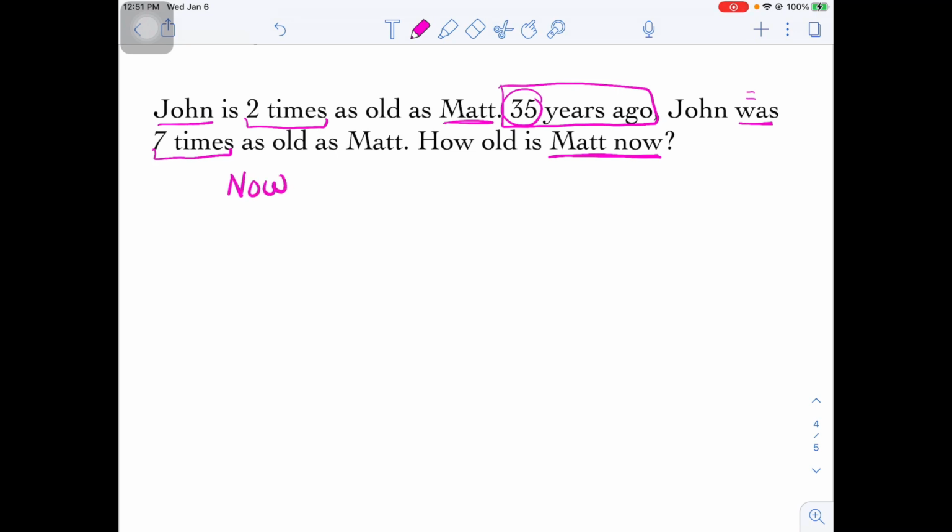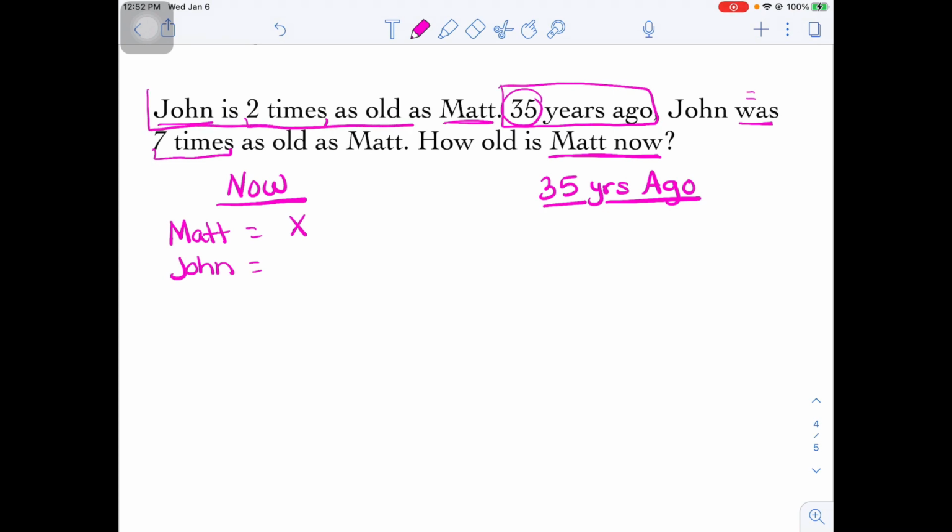So we're going to talk about now, and we're going to talk about 35 years ago. Now, right now, we talk about 2 people. We have John and we have Matt. And we know we're looking for Matt's age now, so that's what we're going to make our unknown or our variable. Now, let's talk what else we know about John right now. So right now, here's our right now part, right in the beginning. John is 2 times as old as Matt. Well, if Matt's being called X, John can be called 2X.